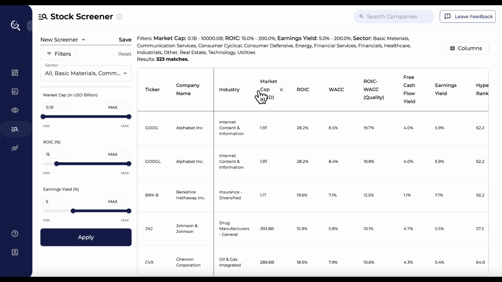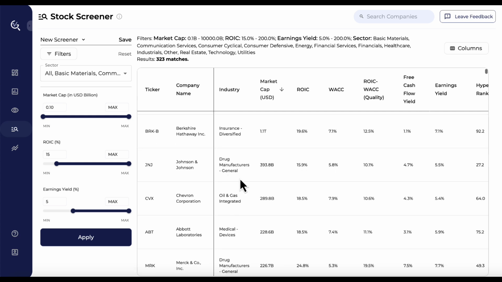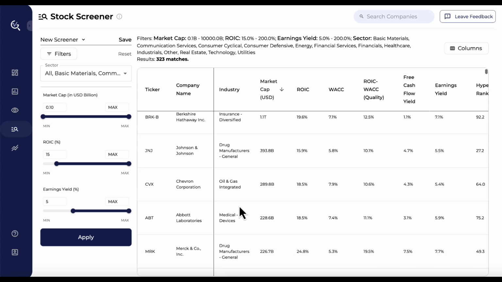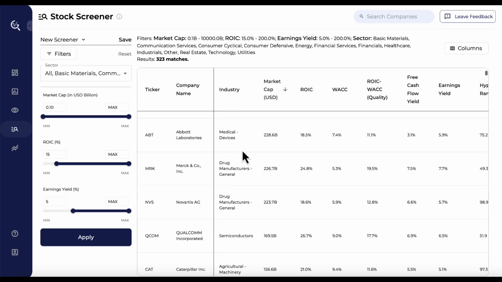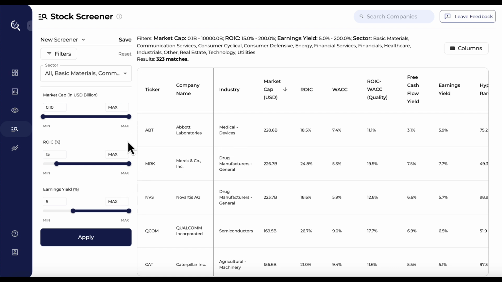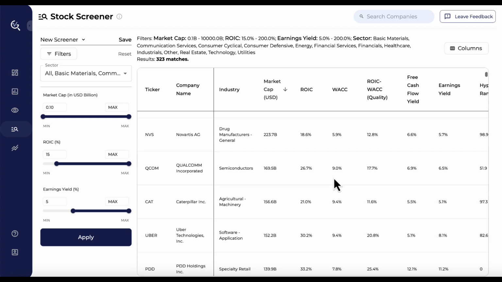So now we can go through these companies here. See Google's on that list, Berkshire Hathaway, Johnson & Johnson, Chevron, Abbott. So we have different industries here, but based on these two simple metrics for quality and value, we can narrow down the universe of stocks to find high quality businesses at non-bubble prices.